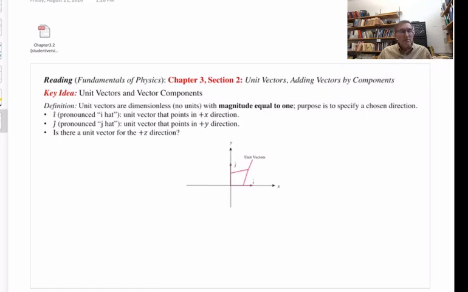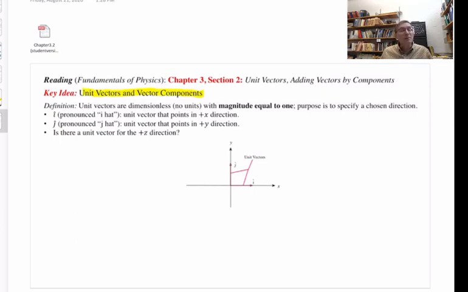But it's not really going to be enough for quantitative calculations where we need numbers. When we need accuracy with numbers, we're going to need an analytical method for adding and subtracting vectors, a method using algebra. That's what I'm going to talk about in this lecture. The first key idea in this lecture is to introduce the concept of a unit vector and vector components.